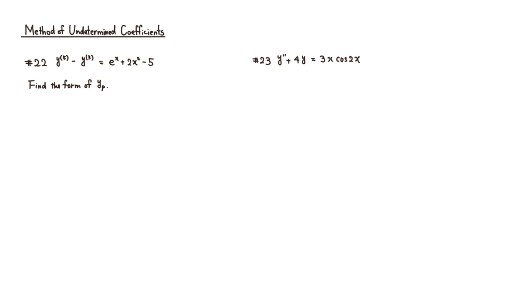All right, let's look at a couple of examples of method of undetermined coefficients. So we have this non-homogeneous equation, and what we want to do is find the form of the particular solution y sub p. In order to find the form of the particular solution, we need to know what the complementary solution is. So let's do that.